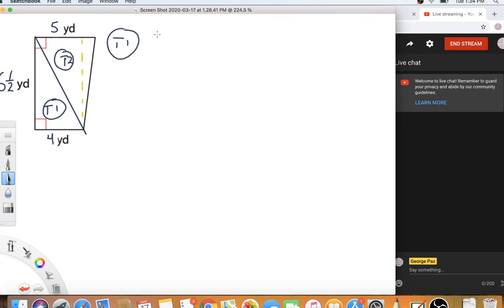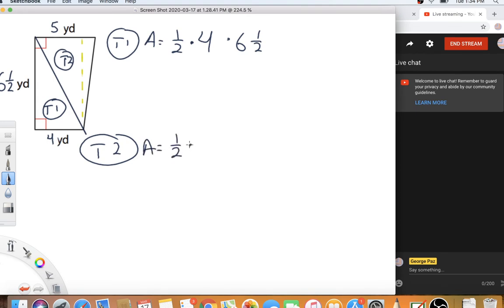The area would equal 1/2 times the base. So we can pick 4 or 6, which is 4, times 6.5. And then the triangle 2 area would be area equals 1/2 times base times height. So the height would be 6.5, and then 5 on the other side. For this one, we're going to do it this way, just so I can show you both ways.